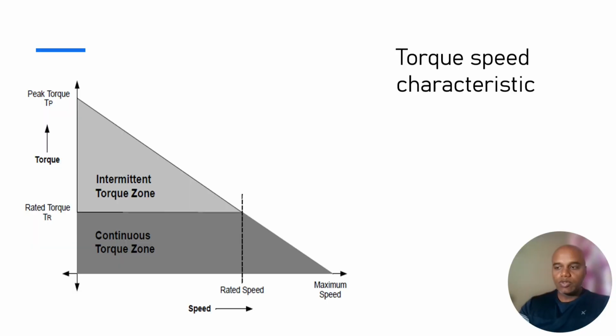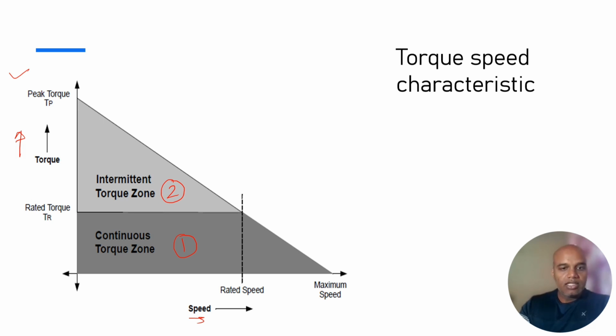So let's start. Here we have the typical curve of a BLDC motor with speed on the x-axis, and torque on the vertical axis, or the y-axis. Over here we can see that the BLDC motor works in two torque zones. One is the continuous torque zone, which is denoted as 1, and the other one is the intermittent torque zone, which is shown over here as number 2. So the BLDC motor works mostly in the continuous torque zone.